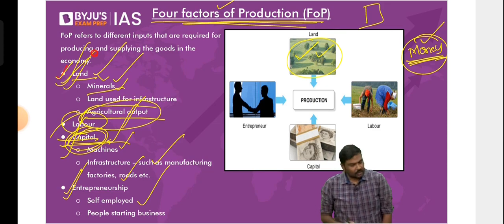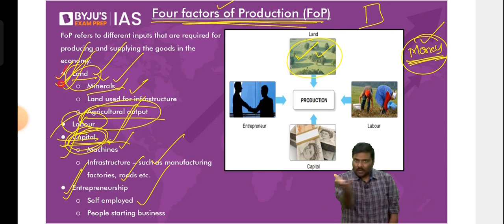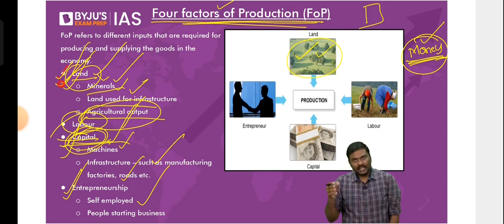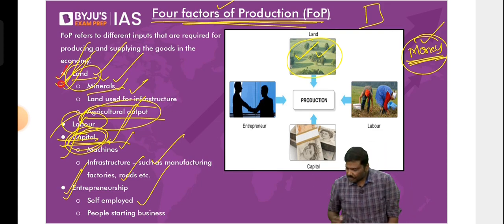Office space should be part of the capital? No, generally office space will be kept as a part of the land. Why? You take office space and you will pay rent on it. Is the logic okay? You take office space and pay rent on it. Right? So that is the reason. Okay.